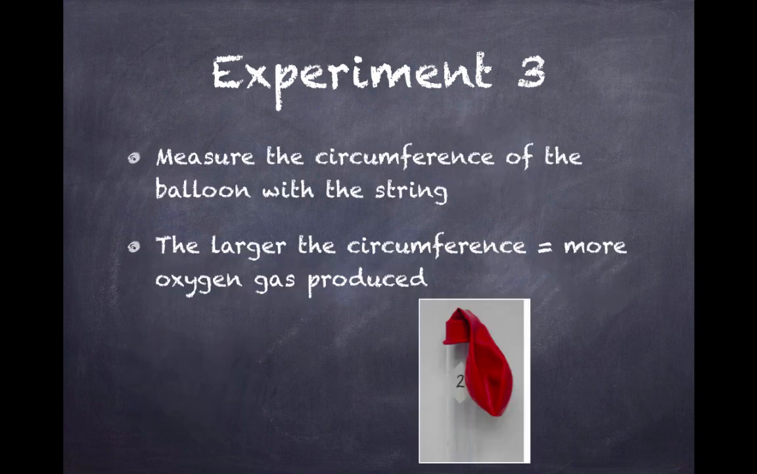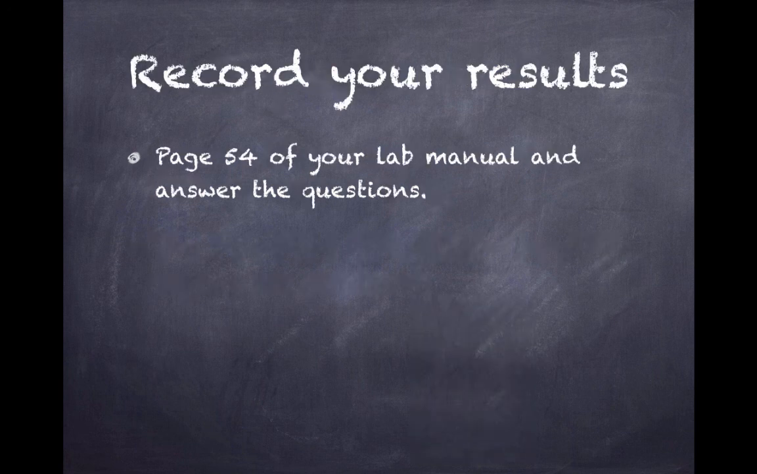To do that, you will use your balloons and put them on the ends of your test tubes. The circumference of the balloon that you measure with the string will measure essentially the oxygen gas produced by that reaction. Remember, the larger the circumference, the more gas that is present in the balloon. Record your results on page 54 of your lab manual and answer the questions as you go along.